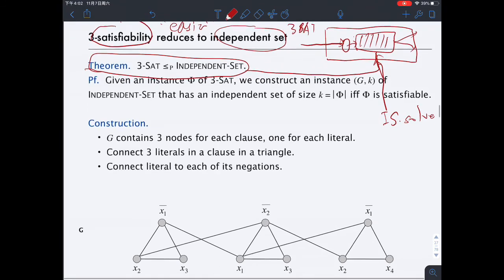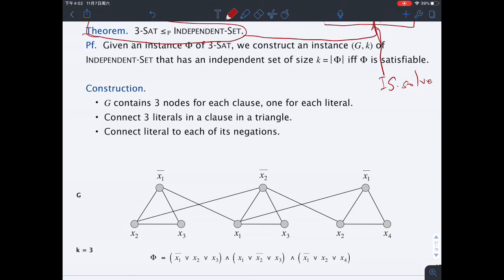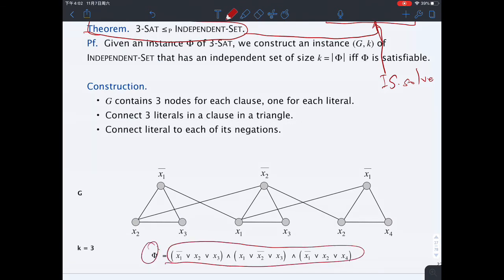Now let's proceed to prove this theorem. This theorem is actually quite interesting. I think this is the first time we start to see the notion of a gadget. Let's assume that we start with the input phi, the 3-SAT problem we want to solve. Now we want to compile this problem into an independent set problem.